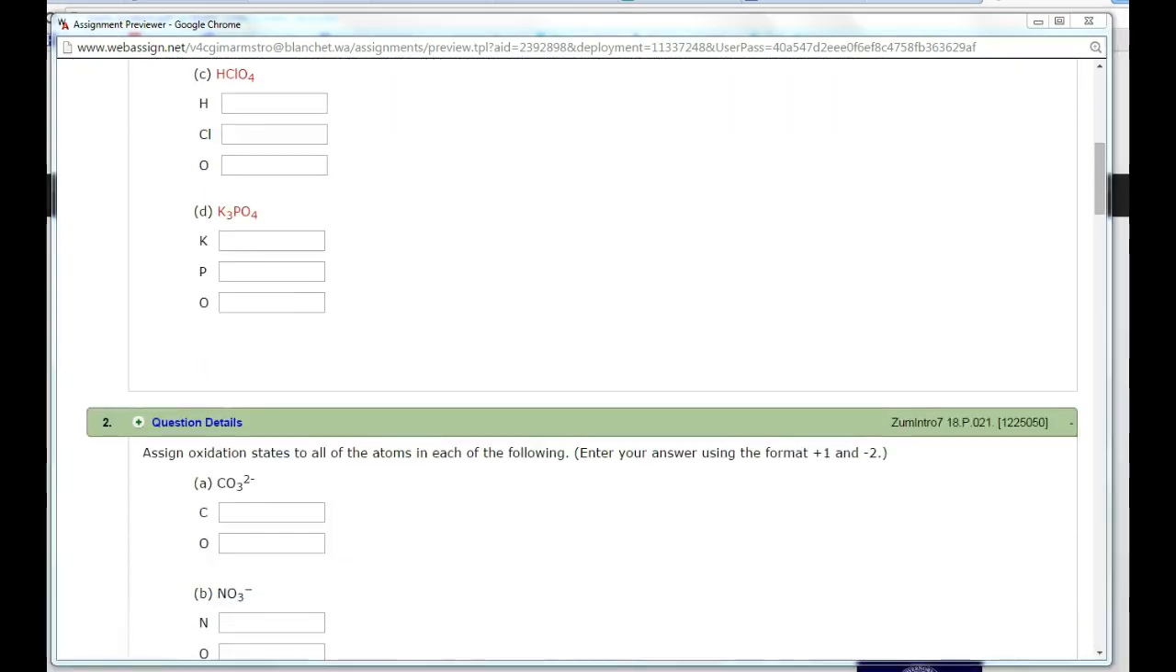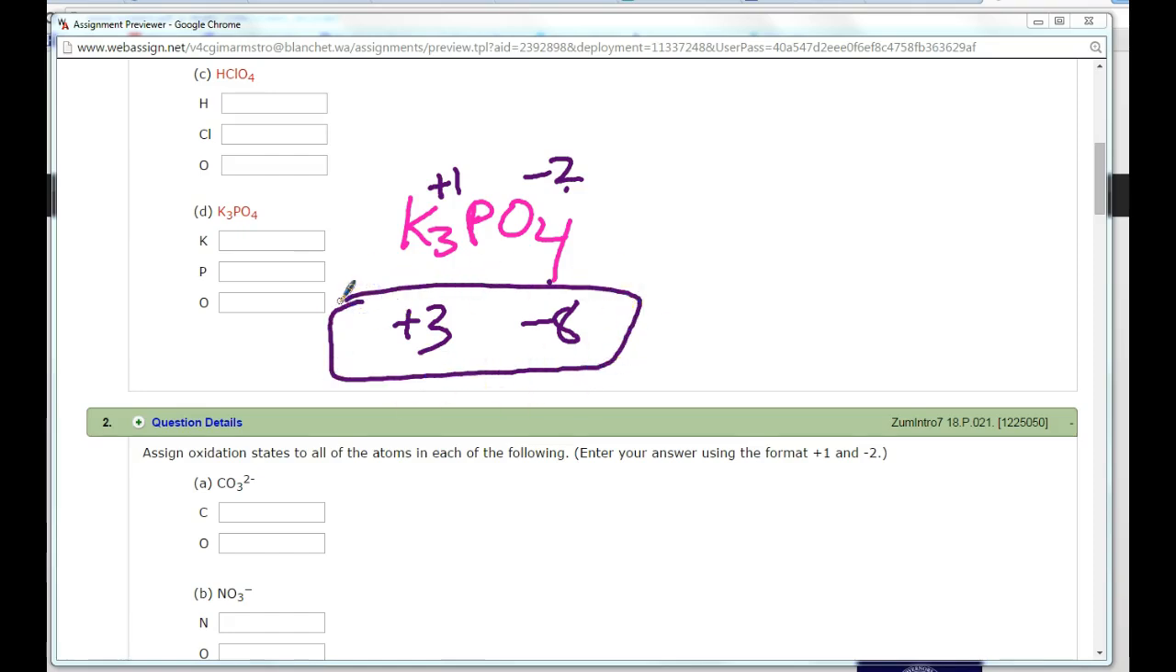Let's look at this next one. K3PO4. Again, start from the outside and move to the inside. O is 2 minus or minus 2, so that's a total of a minus 8. And again, where did I get that from? 4 times 2, and that's a minus, so it's a minus 8. K is always a 1 plus, so 3 times 1 is a plus 3. This is my little accounting sheet where I'm keeping track of everything. So what must P be to make all this add up to 0? And I think it must be a plus 5. Because if it's a plus 5 and a plus 3, that adds up to a plus 8, which would then cancel out the minus 8. So we have a plus 1, a plus 5, and a minus 2.